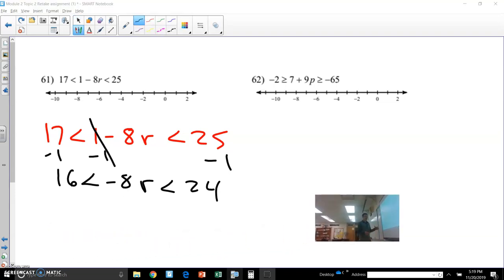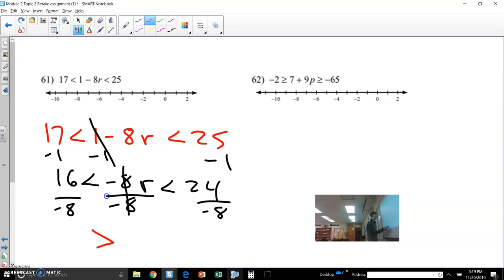Now I want to get r by itself. Divide by negative 8. But which direction? You're really going in both directions. But since you divided by a negative, these inequalities have to swap directions. And so now r must be between negative 2 and negative 3. Now it can't be negative 2 or negative 3 because they're not or equal. So I want to make sure I show those points being open and then any value in between them. So I'll leave you with those.